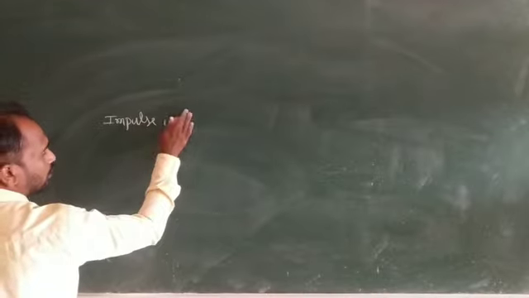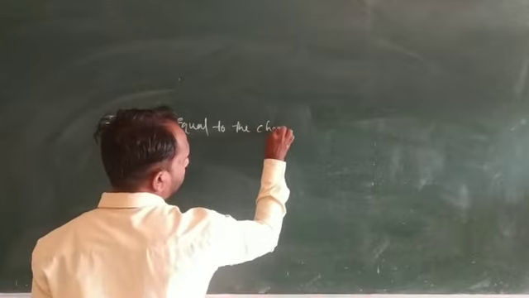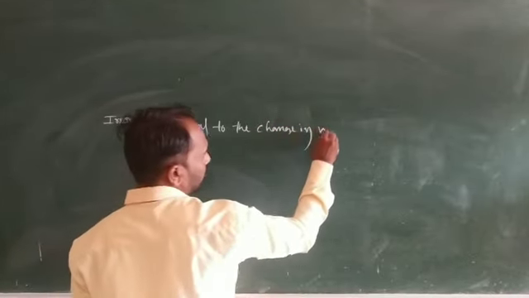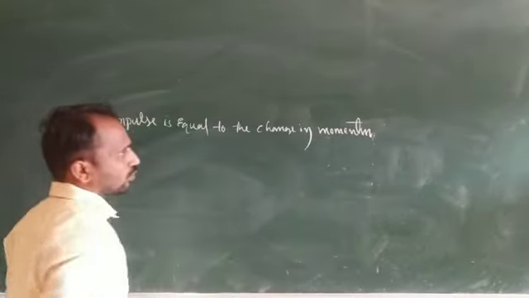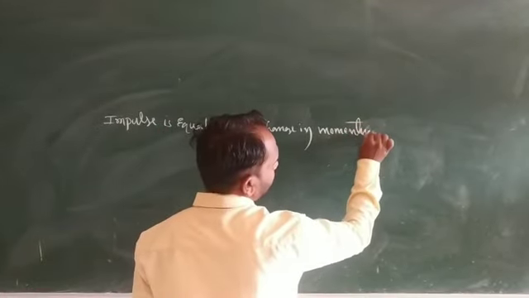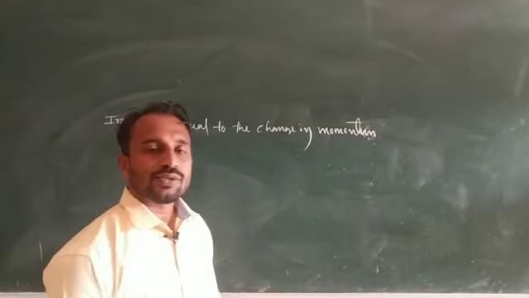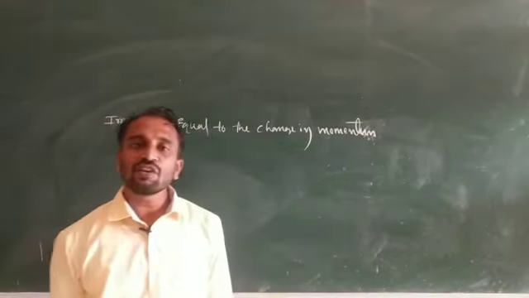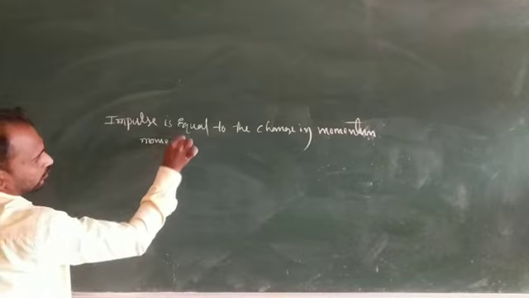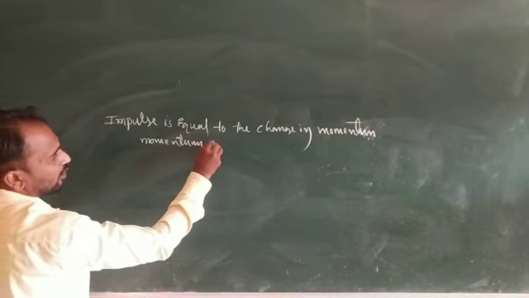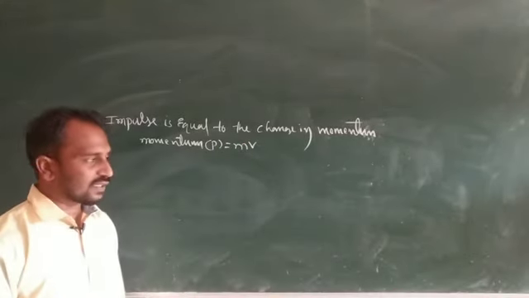Impulse is equal to the change in momentum. Momentum is the product of mass and velocity. So momentum P is equal to mass into velocity, the product of mass and velocity.